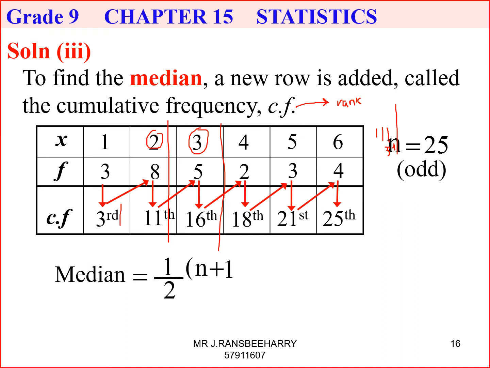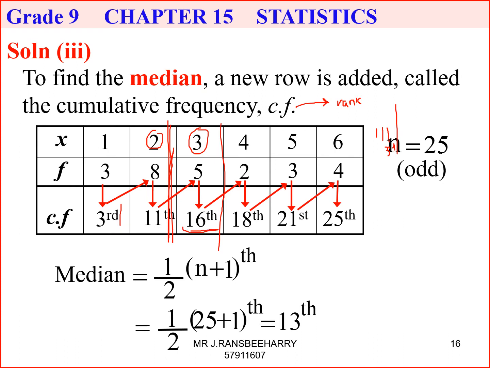The median formula is the half n plus 1 th term. So half of n plus 1, the number of matches, 25 plus 1 is 26 over 2, the 13th term. So now we find the 13th term. Here 2 stops at the 11th term, so the 12th term is 3. The 12th to 16th terms are 3. So the 13th term is obviously the number 3. Here we must know how to read the table. So the median is 3.